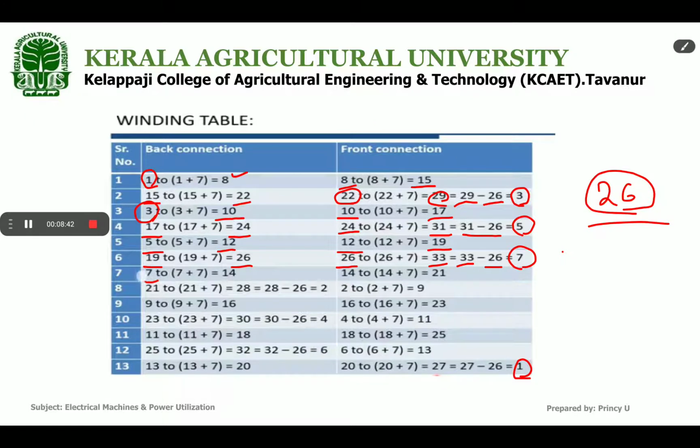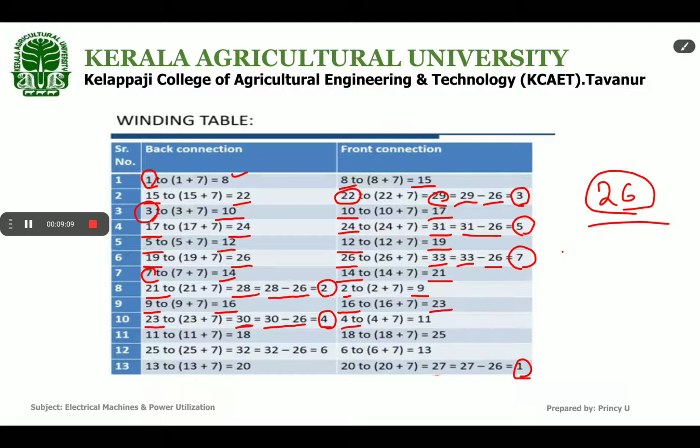So start from 7 to 14. Then from 14 to 21. Then 21 to 28. So you just subtract 26, and it is the second conductor. So start from 2 to 9. Then 9 to 16. Then from 16 to 23. Then 23 to 30. Subtract 26 from 30, and you will get the fourth conductor.